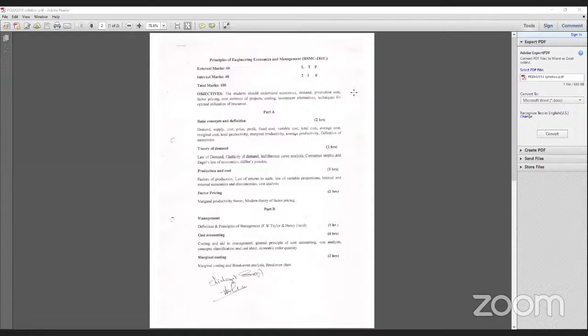Next part, factor pricing will let you know how the factors can be given reward. Usually we say the four factors of production are land, labor, capital and entrepreneur, and each and every thing demands something. Whenever services are rendered to the organization, in turn we have to pay something. What we have to pay is known as a reward to that factor of production.